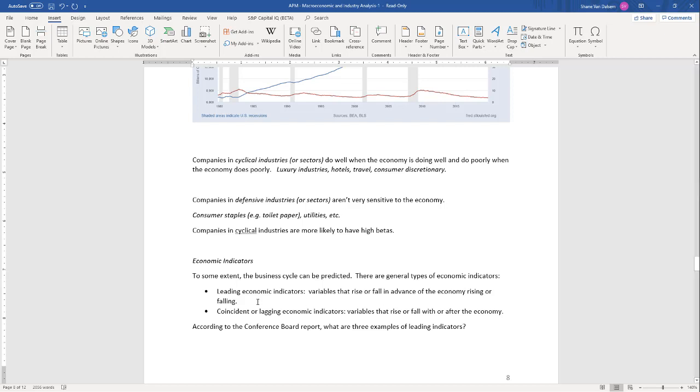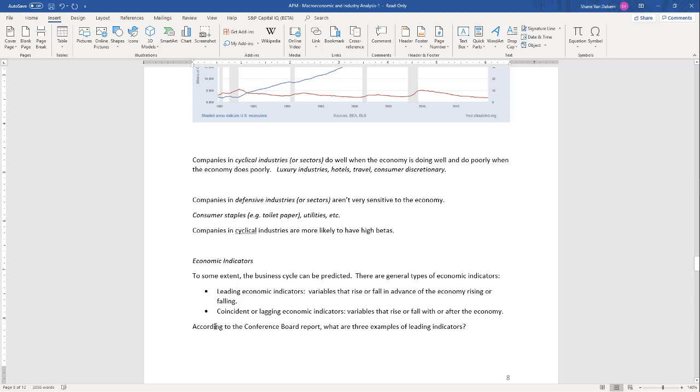To some extent, the business cycle can be predicted. There are general types of economic indicators. There are leading economic indicators, variables that rise or fall in advance of the economy rising or falling. And then there are coincident or lagging indicators. So coincident indicators rise and fall as the economy is rising and falling. And then lagging indicators kind of confirm what we're seeing in the market. They rise and fall after the economy has done the same.